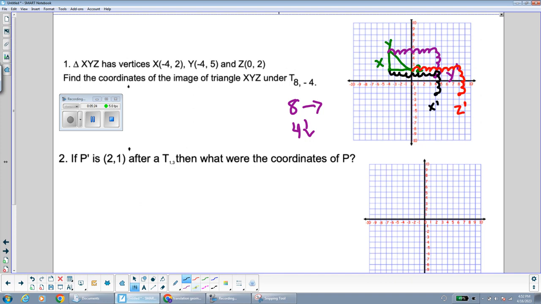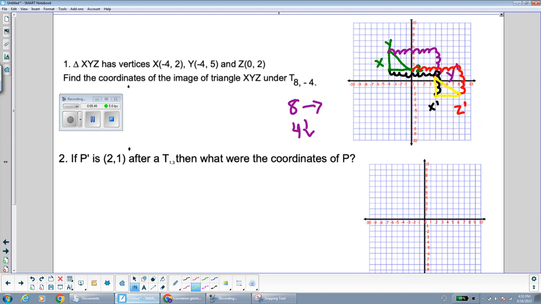Let me connect that all together now. Here I have X prime. Here I had Y prime. Oops, I did not connect that together good. So that's Y prime, X prime, Z prime. There we go. That looks a lot better.